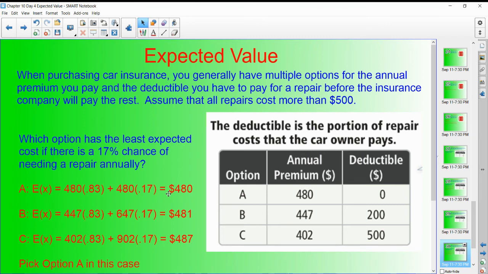Now you could still pick option A, and many people still do. You could pick C, you could pick B. You're allowed to pick any choice you want, but you should use expected value to think about what might be the best in this situation.